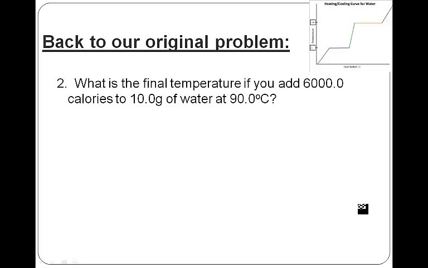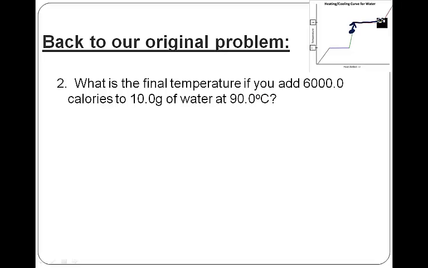Okay, let's go back to our original problem and see if we can figure out exactly what the final temperature would be if we did add 6,000 calories to 10 grams of water at 90 degrees Celsius, if it's not going to be 690. Here's what we are going to do. This is kind of a tricky one because we don't know what temperature we're going to end up at, but we know where we're starting. We're starting at 90 degrees Celsius, so somewhere in here, and we're adding heat.